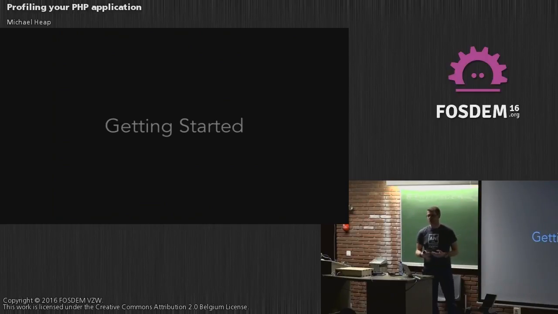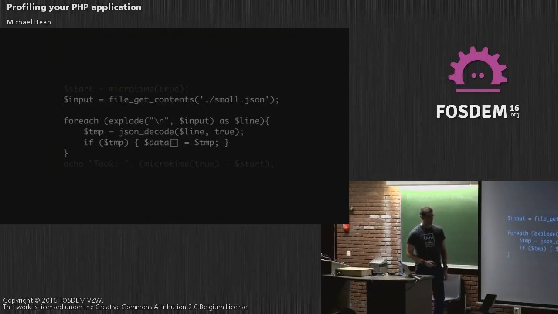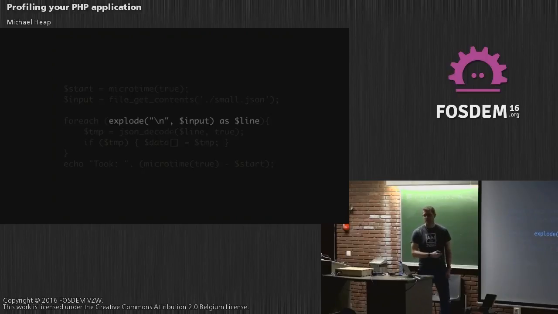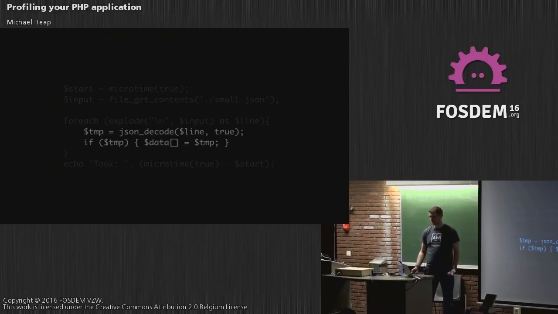When I started writing this algorithm, the first thing I needed to do was get some test data. So I ran a stream, I downloaded a couple of 100,000 pieces of data, and I needed to get them into my test harness. So I wrote a little bit of code that looked like this. We read contents from the file. Because it's new line delimited JSON, we had to explode on new line and decode each line individually.